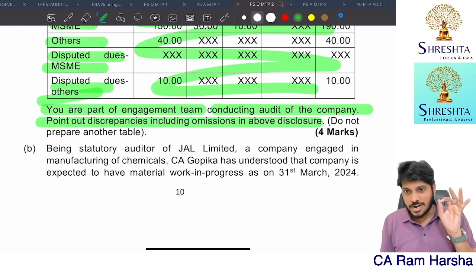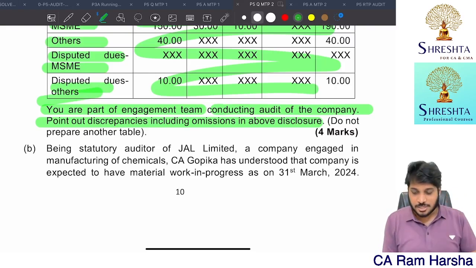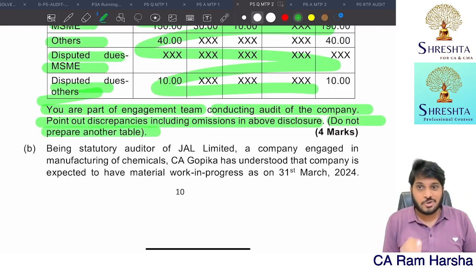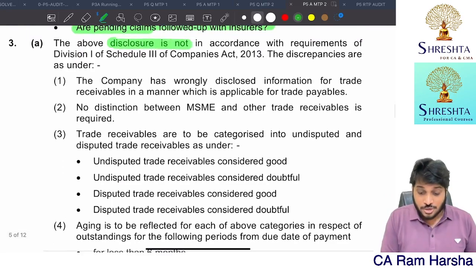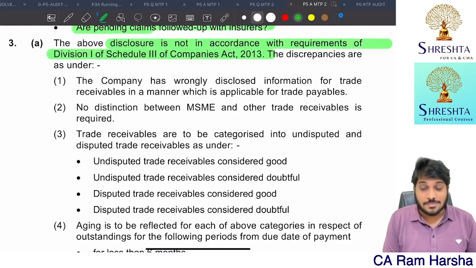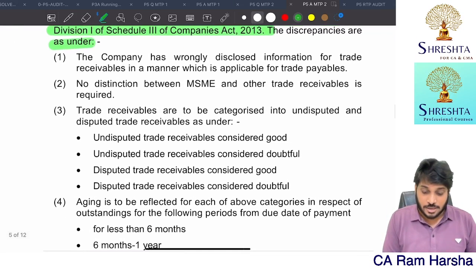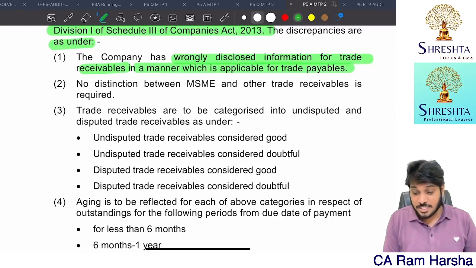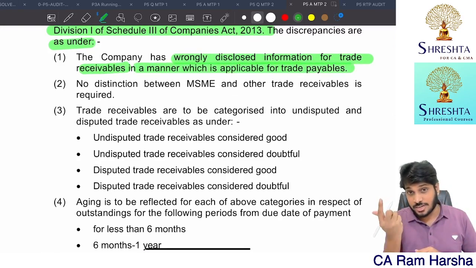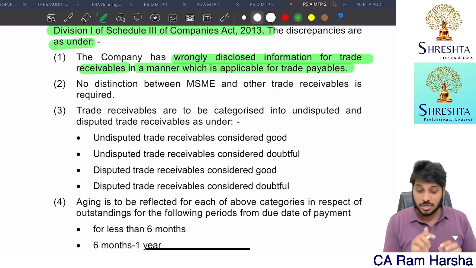Oh my God. Trade receivable disclosure requirement, they're asking items of financials. Do not prepare another table. Don't show table. You just point out what mistakes they did. You see, the above disclosure is not as per Companies Act Schedule 3. The discrepancies are that the company wrongly disclosed information for receivables in the manner which is applicable for trade payable. What is it applicable for trade payable? In that way they disclosed trade receivables.